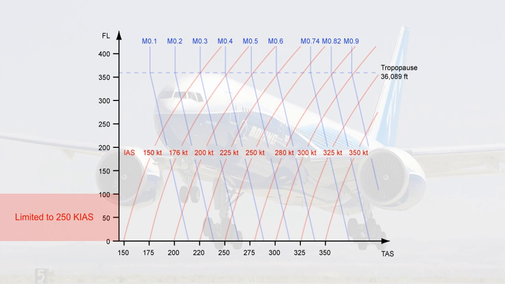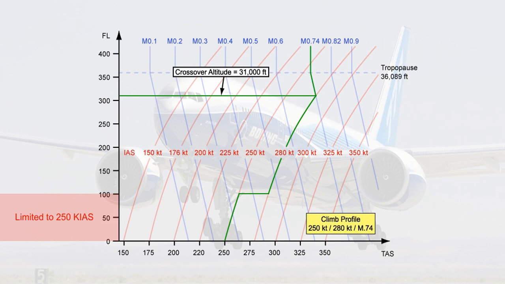However, ICAO limits the maximum indicated airspeed to 250 knots when below 10,000 feet. This slightly changes the climb profile. For the majority of the 737 family, the climb profile is 250 knots indicated airspeed up to 10,000 feet. Then the aeroplane is accelerated to 280 knots, and the climb continued at this speed. When the Mach number reaches 0.74, as shown here, the aeroplane maintains a climb speed of 0.74 Mach until the en route cruise altitude. Notice in this case, the crossover altitude is at about 31,000 feet.